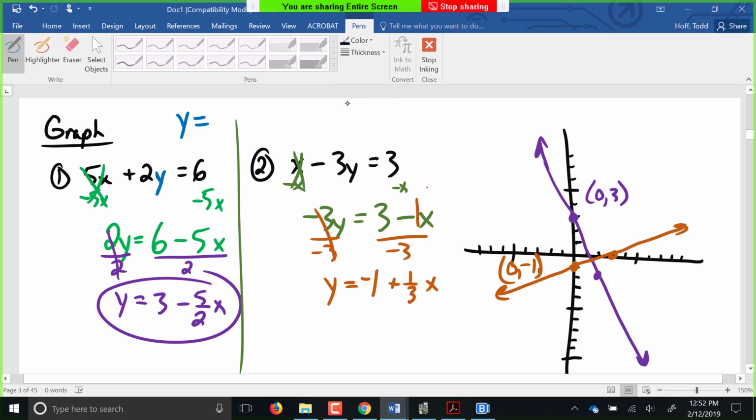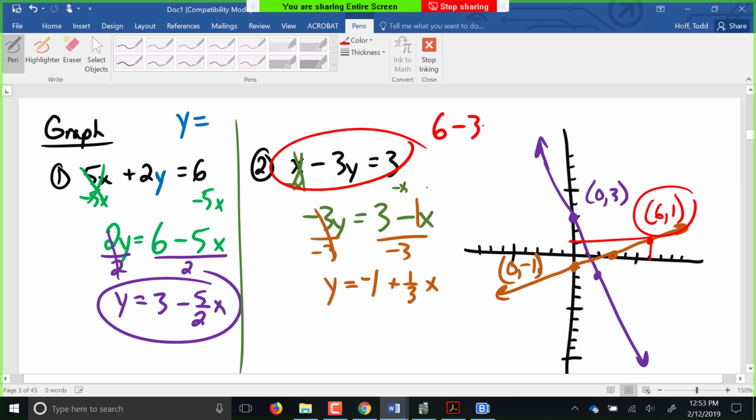Remember what each of these lines represents. The line represents all of the possible solutions to either of these equations. Like here, there's a point right here. I follow that down, x equals 6, y equals 1. Well, for the equation that brown line comes from, does that make it true? Well, x is 6 minus 3 times 1. Does that equal 3? Sure does. 3 times 1 is 3. 6 minus 3 is 3. So 3 equals 3. That makes that equation true. Every point on that brown line, if I found its x-coordinate and y-coordinate, will make that equation true.